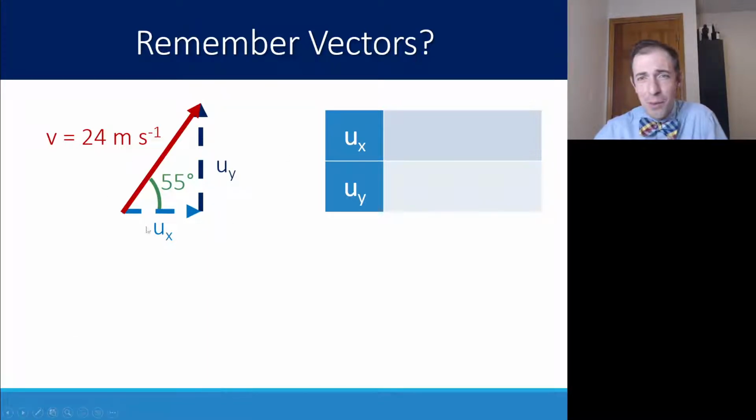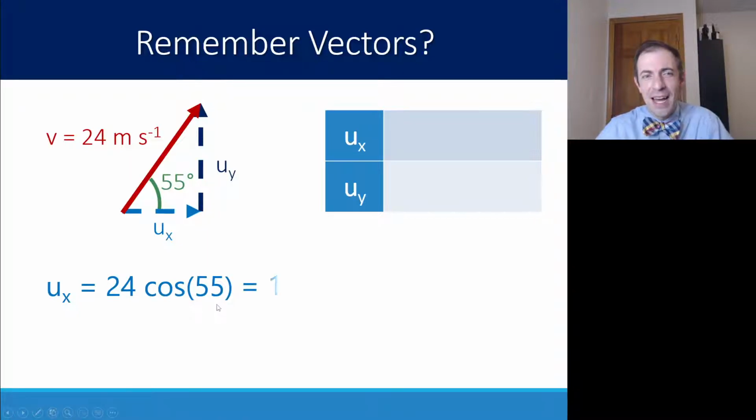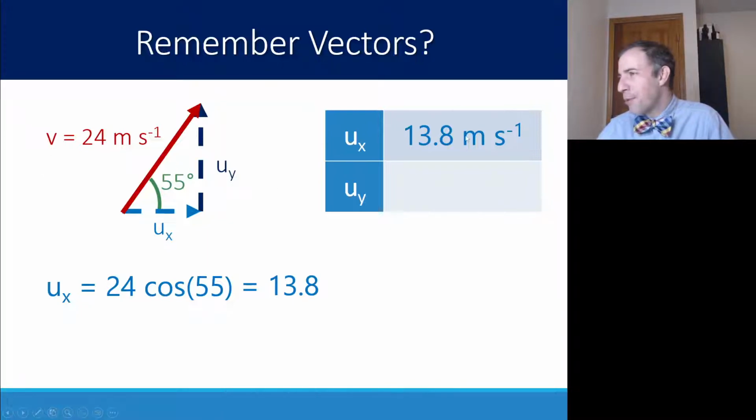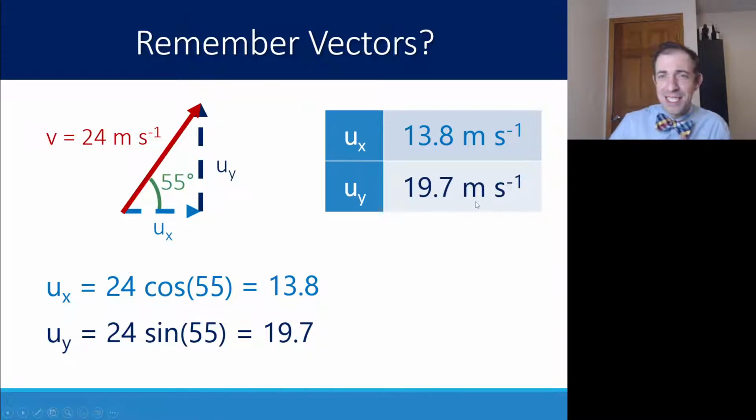And we can calculate what these are going to be using SOHCAHTOA. X is connected to the angle, that's the adjacent side, so we'll use the cosine. 24 cosine 55 is going to give me 13.8, which means my velocity in the x direction will be 13.8 meters per second. In the y direction, I use the sine because that's the opposite side. 24 sine 55 is going to give me 19.7. So the y direction is going to give me 19.7 meters per second. Okay, what can I do with that?